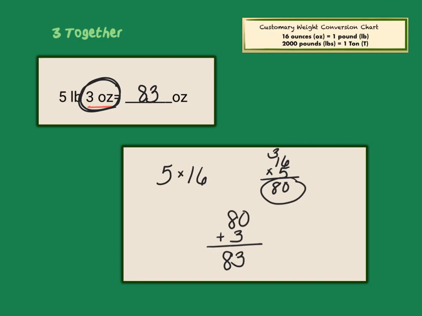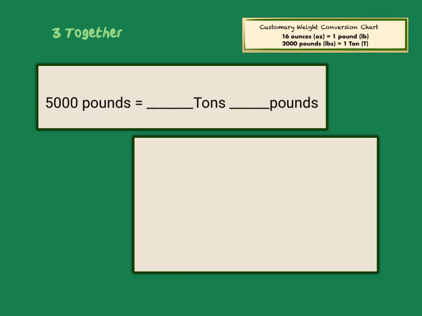All right, let's do one more together and then I'm going to have you do 2 on your own. In this next problem, I'm going from 5,000 pounds to a grouping of tons and pounds. I know that pounds is a smaller unit than tons, so I'm going to have fewer tons than I will pounds. And if I look up here, there are 2,000 pounds in each ton. So I know that I should be dividing 5,000 by 2,000.